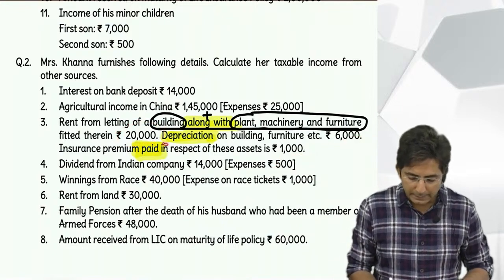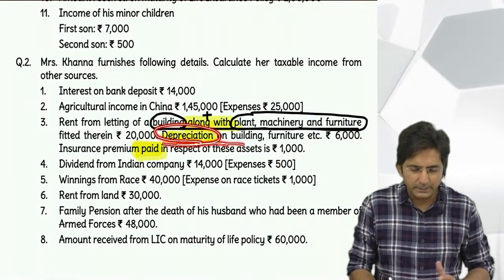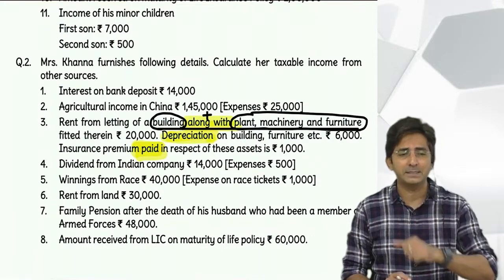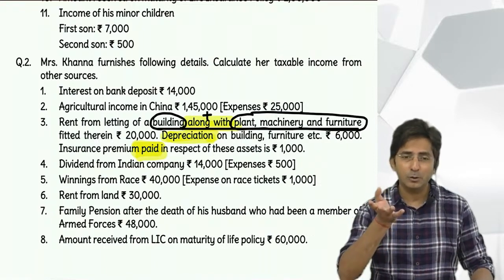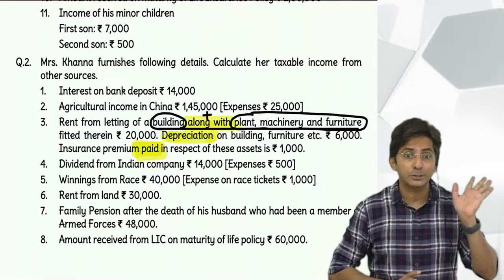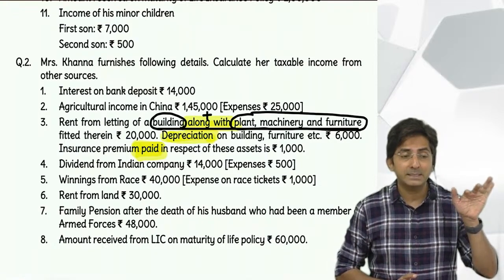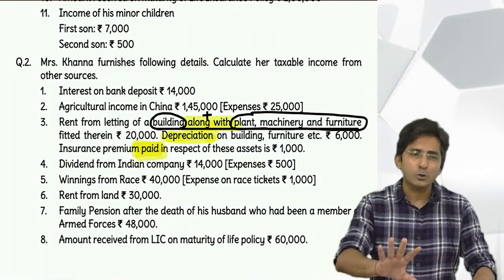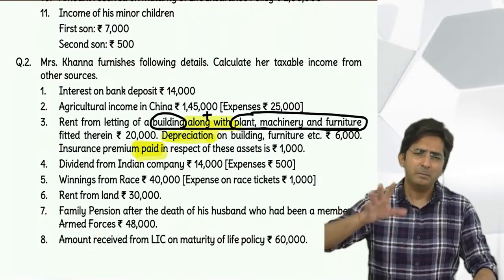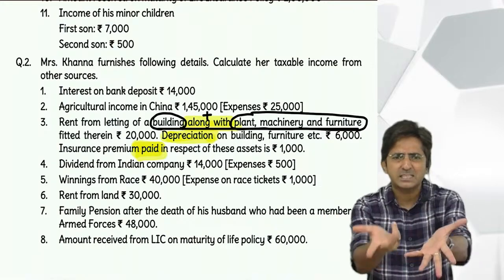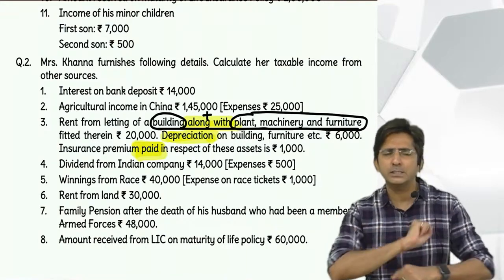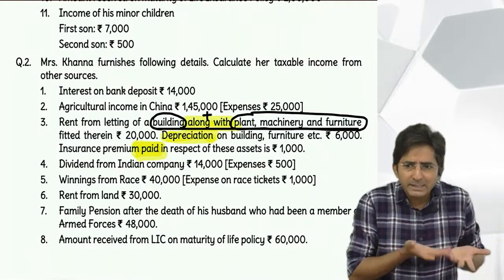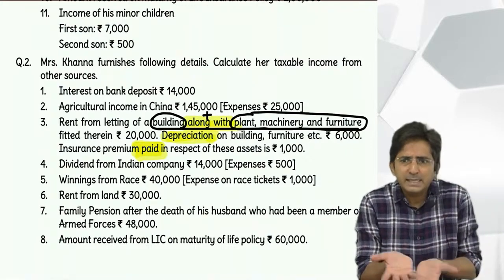Some students say depreciation is a non-cash expense. It doesn't matter. In accounts you are taught it is non-cash. But actually depreciation also is an expenditure because you incur the cost. Cost of the asset, you have spent money. In accounts you are just taught depreciation is non-cash, but actually even depreciation has involved cash. You calculate depreciation on the cost of the asset, and to incur the cost, you have paid money. So eventually it's an expense.